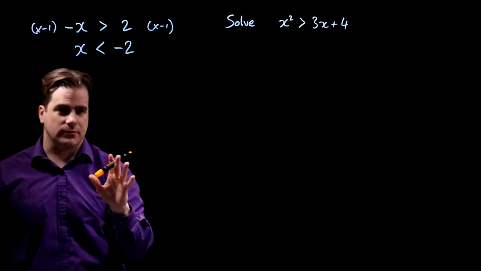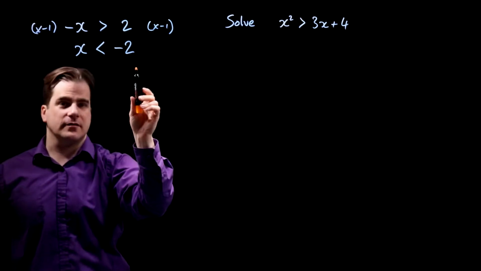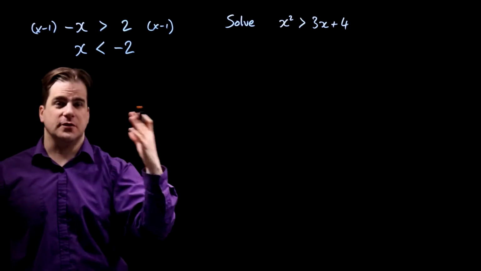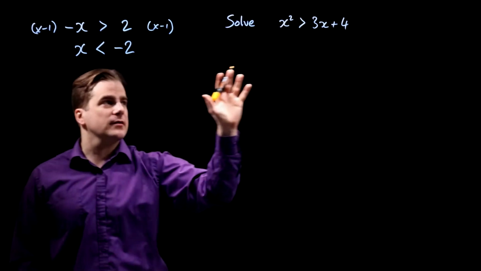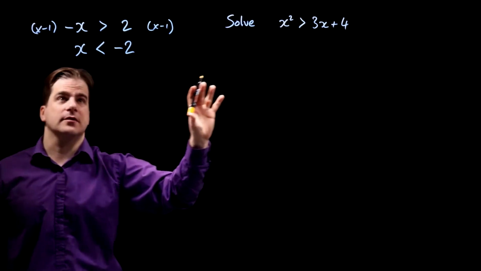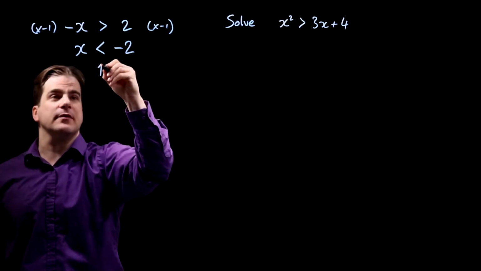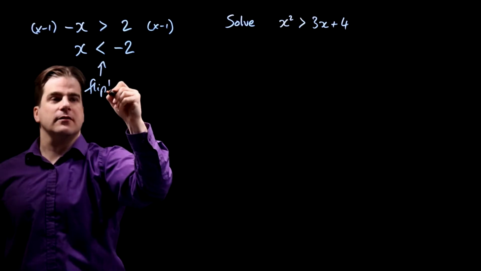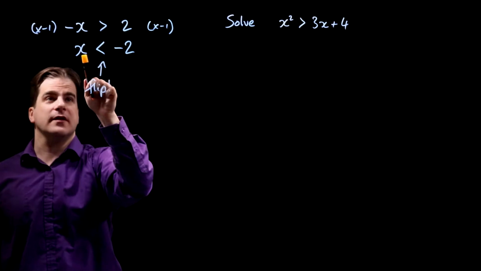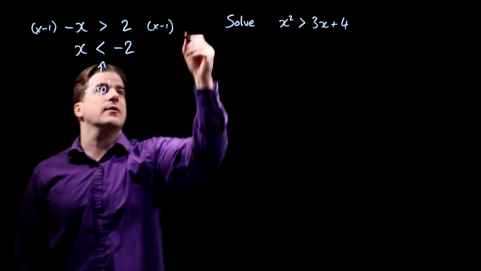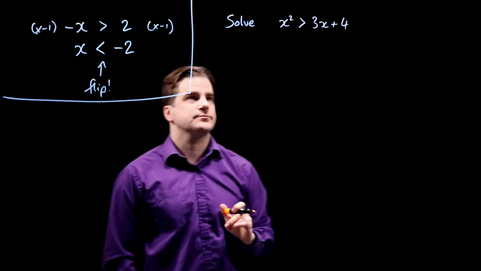That's the only time you have to worry about the inequality sign being different to an equal sign. I just wanted to point that out, but I don't think it's going to actually crop up in this example. So just remember that: if you multiply both sides by minus 1, you have to flip the inequality. Anyway, let's leave that and do the question.